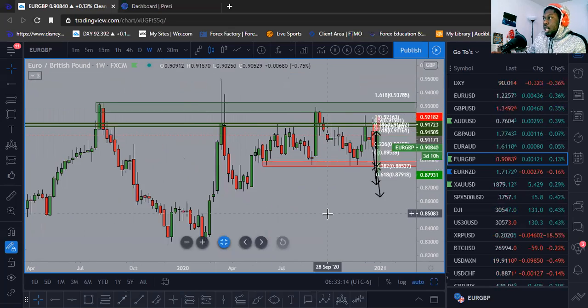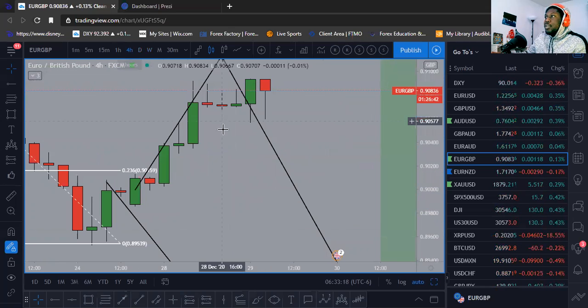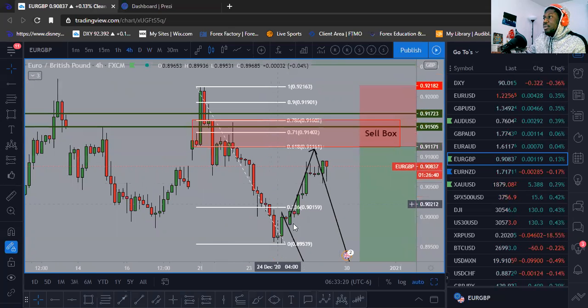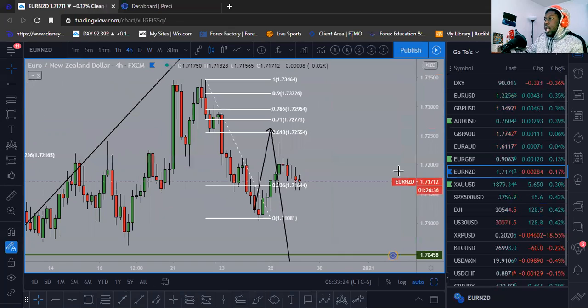So that's why I'm waiting for that. I'm waiting for that order to get hit, and then we'll see what price does from there. So that's for EG.